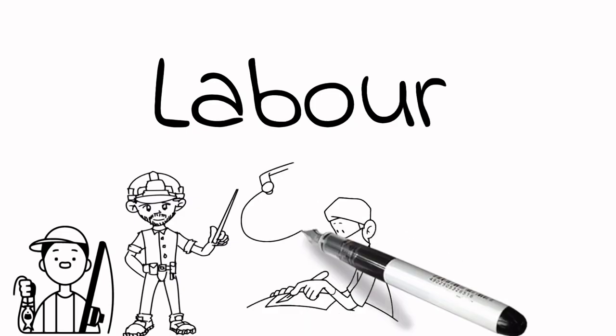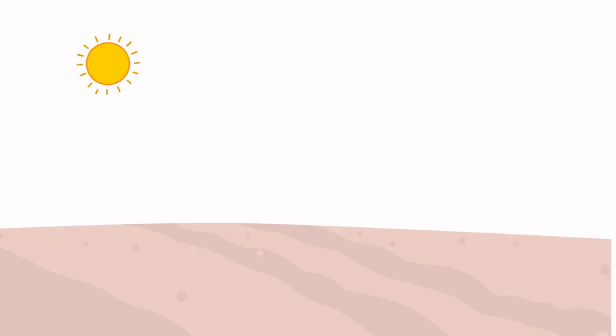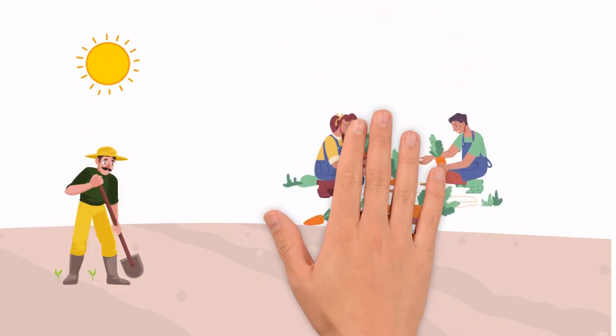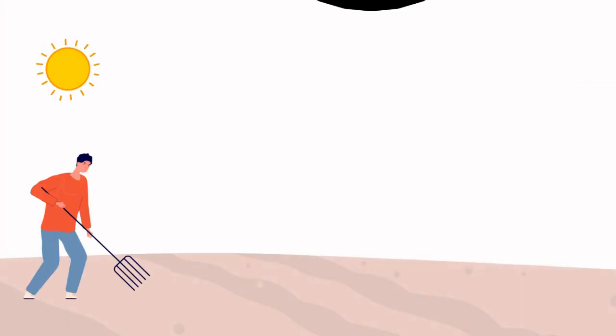Labor. Next up is labor. This refers to the human effort used to produce goods and services. Labor can be physical work, like planting seeds or harvesting crops, or mental work, like deciding which crops to grow. On Mark's farm, we see examples of labor everywhere.